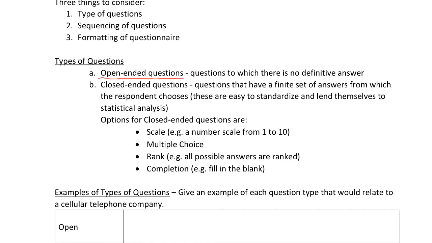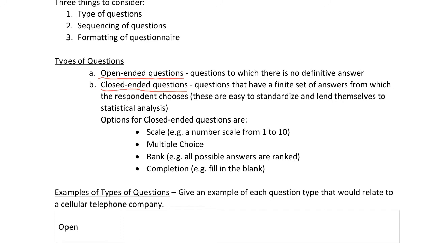The next type of questions that you see more often when collecting data are close-ended questions. So these have a finite set of answers to which the respondent chooses. Okay, so they're easy to standardize. I can say, this percentage of people said yes to this. This percentage of people said no to this. This is a percentage of people that feel marginalized in school, for example. These types of things we can standardize and we can present that information very easily.